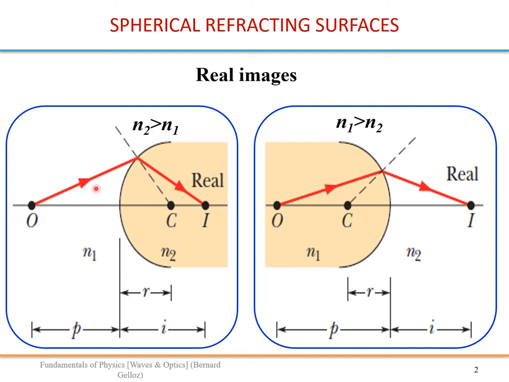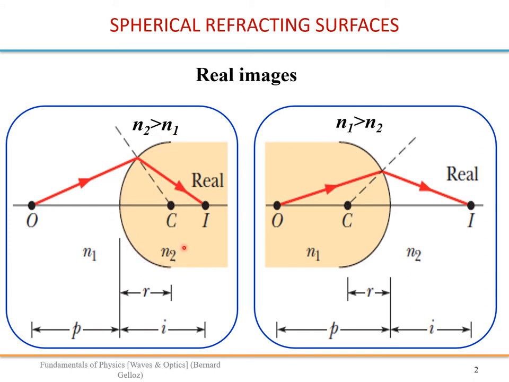So this is it. It's a refracting surface, so it means it is the interface between two media. Two transparent media. For example, in this case, you have this medium with refractive index N1 and another medium here in yellow with refractive index N2. And the interface between the two is a spherical surface.